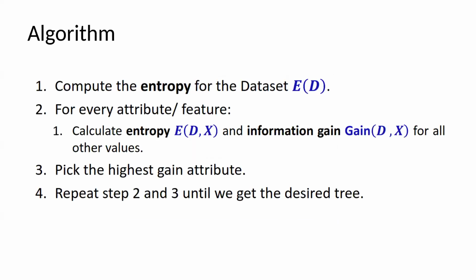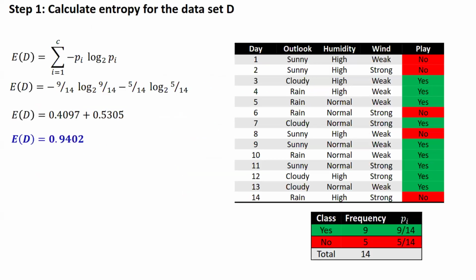For these steps, we have to calculate the entropy for the whole data set. Then for every feature, you need to calculate the entropy and the information gain, and we are supposed to pick the one that has the highest information gain. So step one is to calculate the entropy for the whole data set. This is the data set that we are considering. The formula is minus pi log to the base 2 pi, where pi refers to the probability of the occurrence of the particular event.